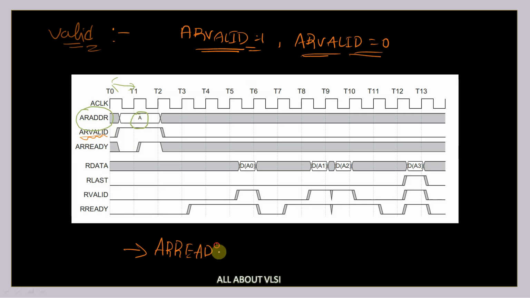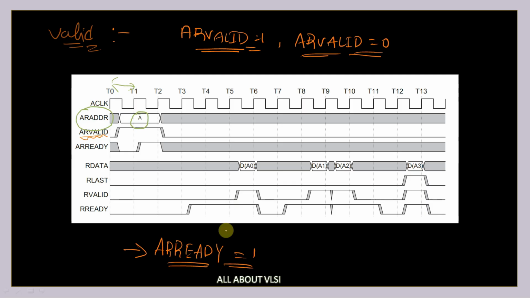Using this signal, the slave is going to tell the master that it has successfully sampled the address information, or has successfully completed the sampling of the information, so that the master can remove the information it has provided, or it can change the address and control information.